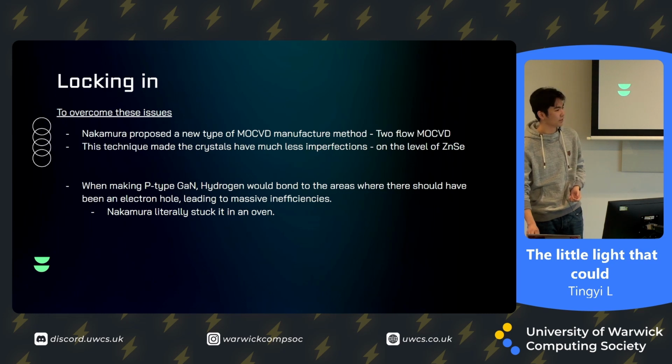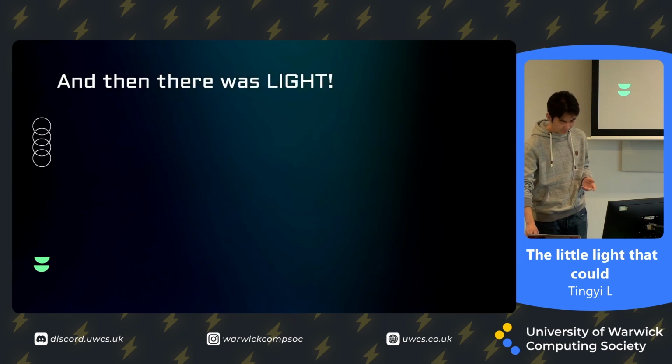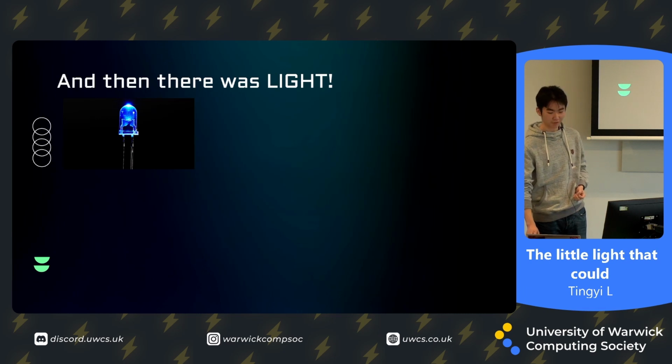Previous methods were shooting electrons at it. I don't know why, but they found that shooting electrons at it worked. But no, Nakamura just stuck it in the oven. I think this was one of the big things as to why blue LEDs are so popular right now, because of the fact that there weren't many hard processes to perfect after 2-flow MOCVD. You literally just had to cook it. And then there was light. It glowed a brilliant blue-violet.